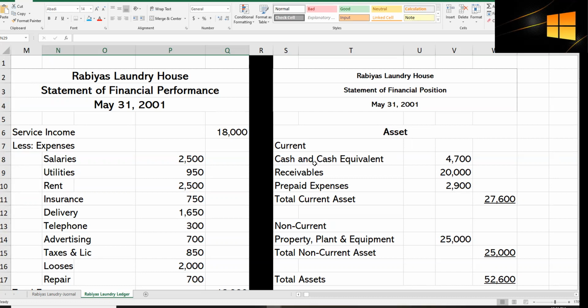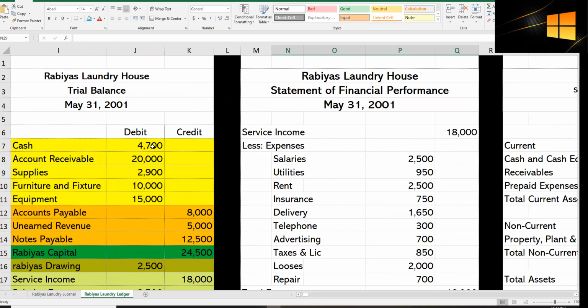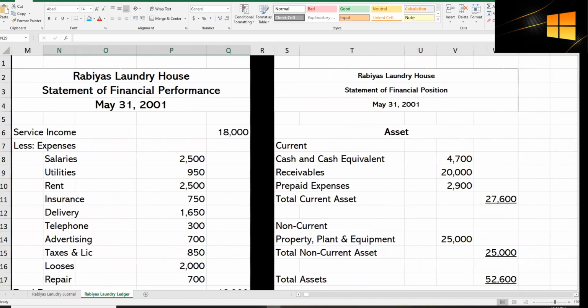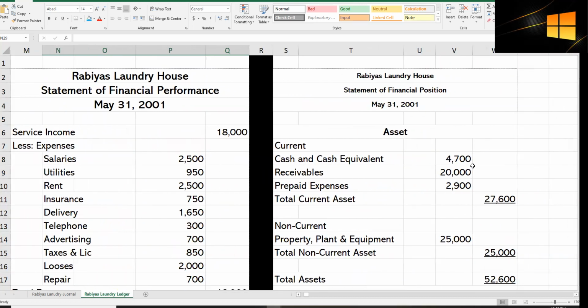So what is cash and cash equivalents? The same. Wala namang ibang cash dito, is the 4,700 lang na nakalagay dito kay trial balance, right? And then the receivable is 20,000. Saan po galing yung pinagsasabi kong yan? Ayan po siya. Cash is 4,700. Account receivable is 20,000. And of course, the equipment, 15,000. Let's check kung yan pa rin yung nakalagay dito.